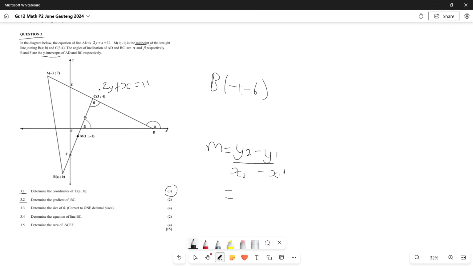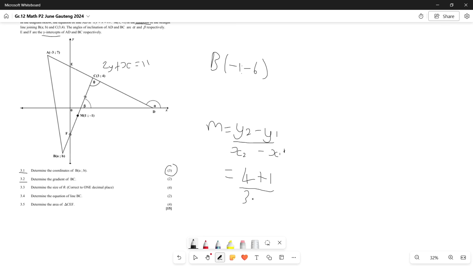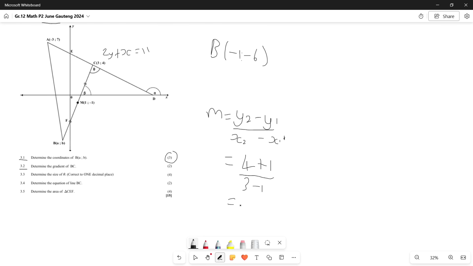So our y2, I'm just going to use the points C and M over here. So we have 4 minus -1, so that becomes +1. 4 minus -1 is +1, and then that is over the 3 minus 1 over there for the x values. So we can go ahead, plug this in our calculator, and we have 5 over 2, and that'll be our final answer. So 5 over 2 is the gradient over here, and that just earned us 2 marks.